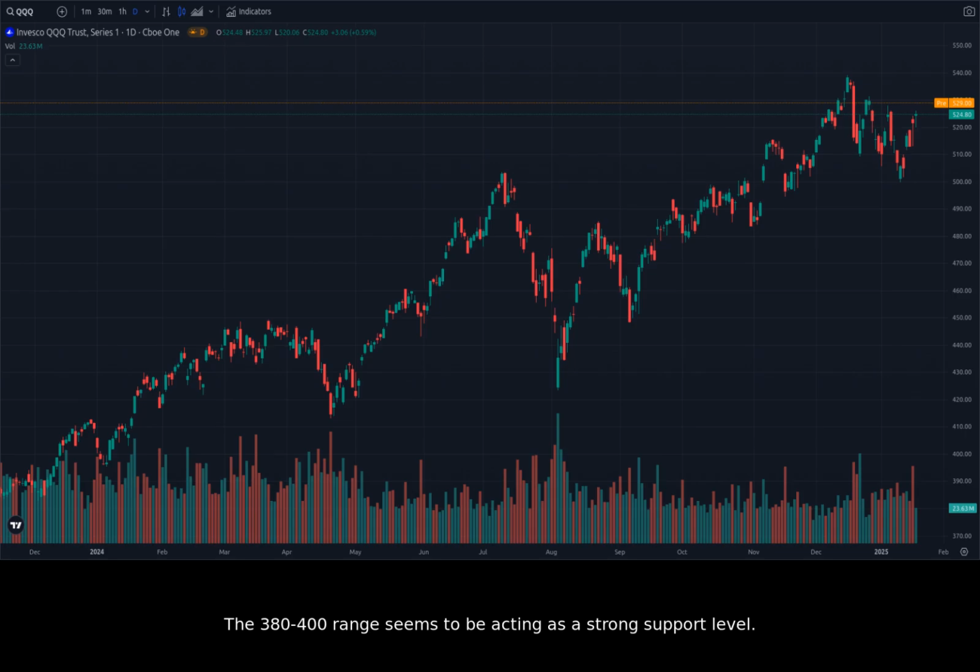The 380 to 400 range seems to be acting as a strong support level. Meanwhile, the 410 to 420 range has served as resistance in the past. A decisive break above 420 could signal a stronger upward movement.